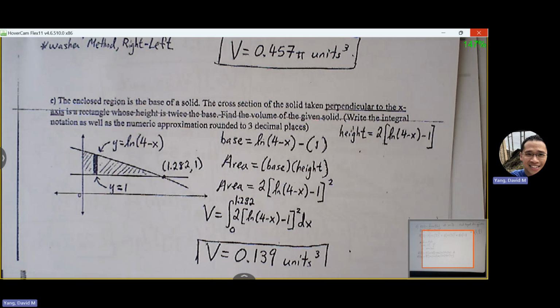Now, the height, if it's a rectangle, they always have to describe what the height information is. So here they say that the height is twice the base. So my base is natural log of 4 minus x, minus 1. My height will be twice that. So now the rectangle is just base times height. I just have to take the pieces that I have and put them together, and that will be my area. And then we put the interval notation around it. So with the rectangles, the height will always be described in a way where you can build it based off of the description.